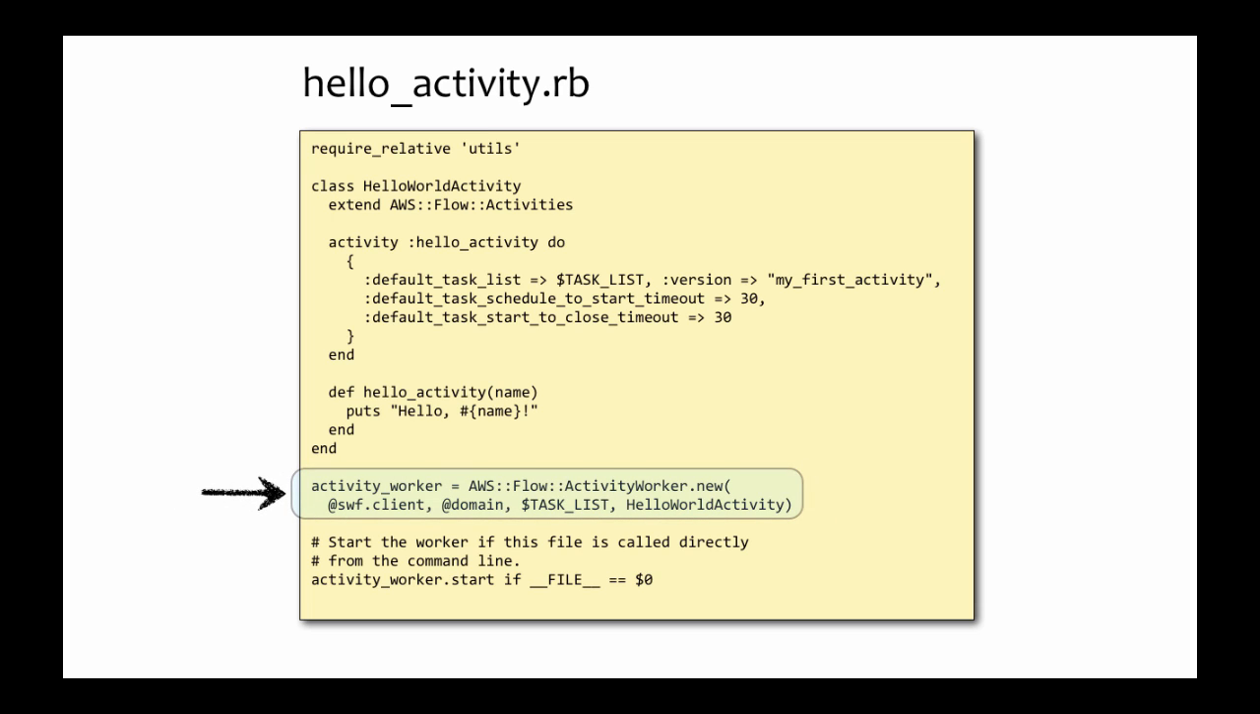We've completed the definition of our activity task. Now we just need an activity worker to run the activity. Finally, we add some code to run the worker when the file is run from the command line. We'll execute each part of the program separately to show that they're all coordinated by Amazon SWF.